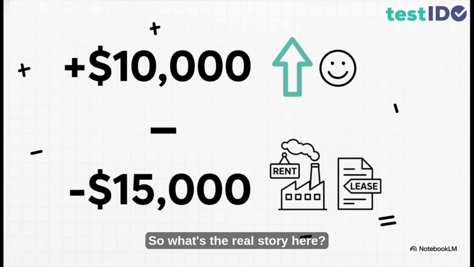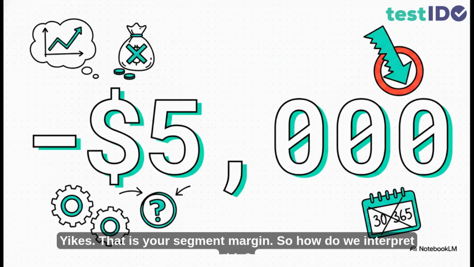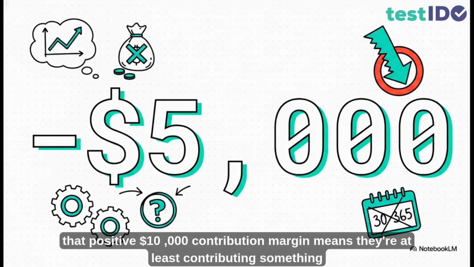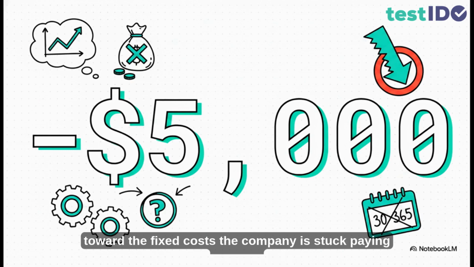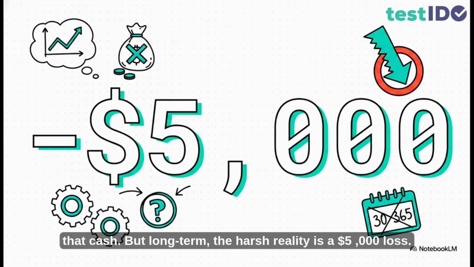So what's the real story here? The real story is negative $5,000. Yikes. That is your segment margin. So how do we interpret this? Well, in the short term, that positive $10,000 contribution margin means they're at least contributing something toward the fixed cost the company is stuck paying anyway. You might actually keep them open for another month just to harvest that cash.